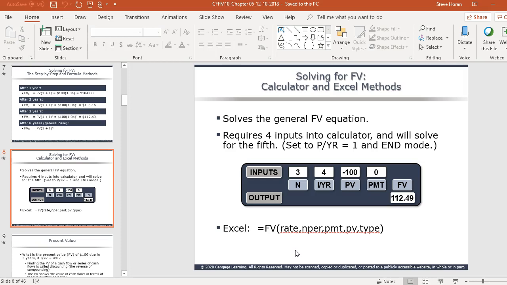And then the other ways to calculate these, besides the step-by-step approach, which I just showed you because I want you to see the mechanics, in reality, everyone will use one of two methods, either a financial calculator or an app on your smartphone that will do financial calculations, which is probably more common, or Excel.